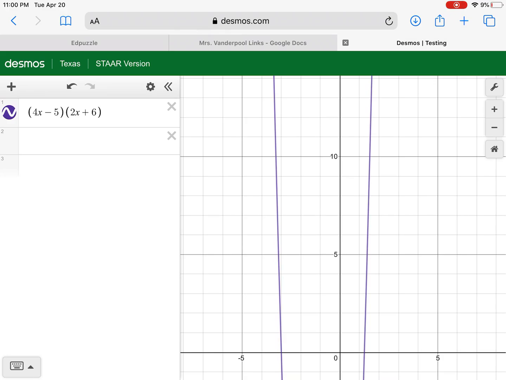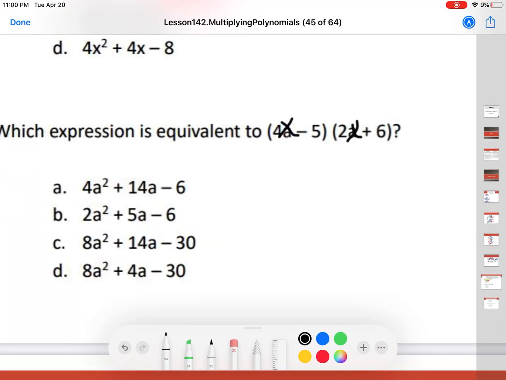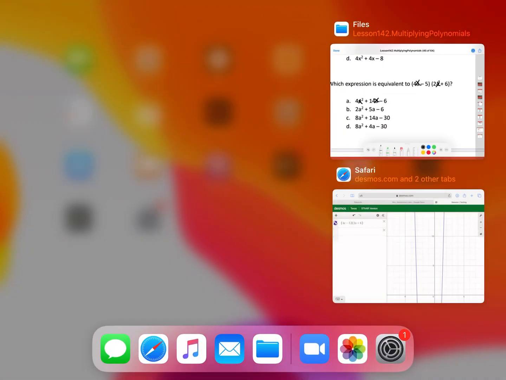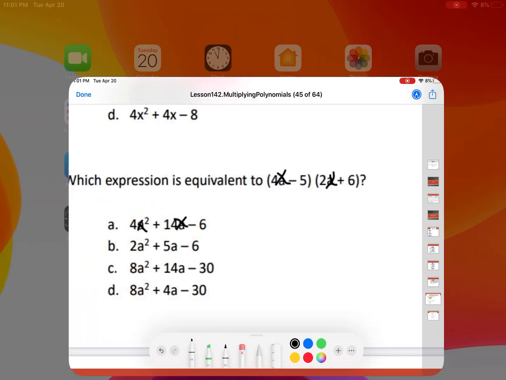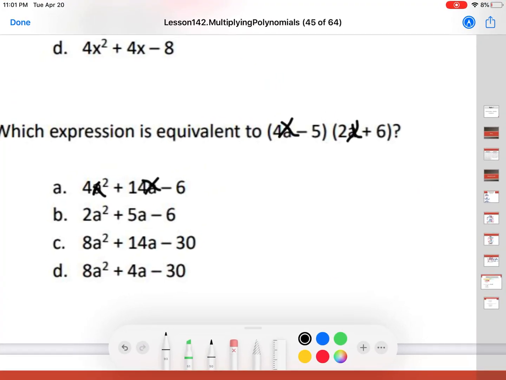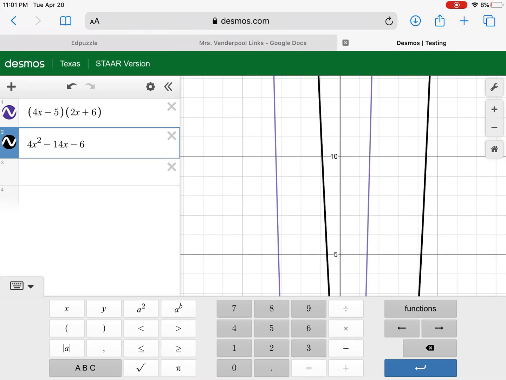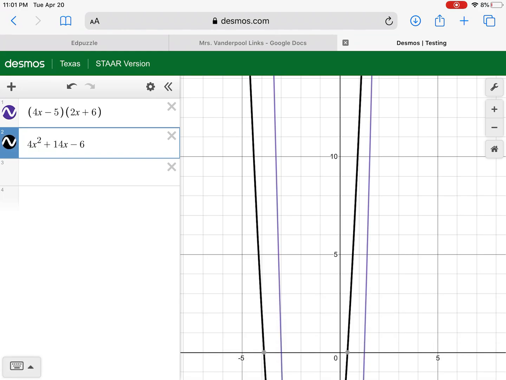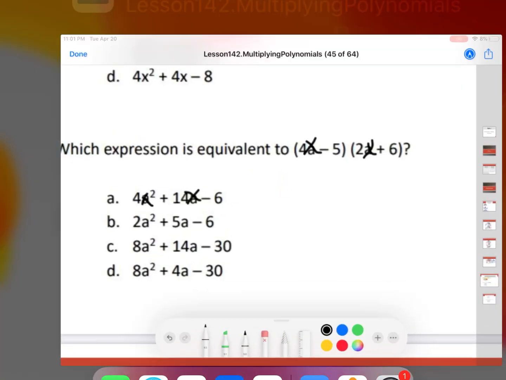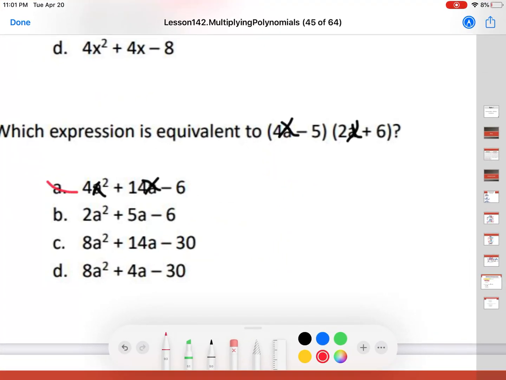Okay, so here's the graph. Looks like this. Let's type in A. Remember, we have to use letter X. 4x squared plus 14x minus 6. There it is. Does that black graph sit right on top of the purple graph? No. It's next to the purple. So the correct answer is not A.